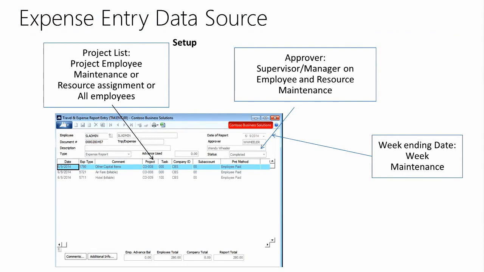The project list is also restricted based on those same check boxes we talked about before, resource assignment. So we can limit somebody from charging to a specific project by limiting them through the project maintenance screen. They will also have an approver supervisor as well, and that comes from the employee and resource maintenance screen. And then we actually don't have a week ending date in here, and it's not from week maintenance. It's actually just a free-form field on the screen. So that does not pull from week maintenance.